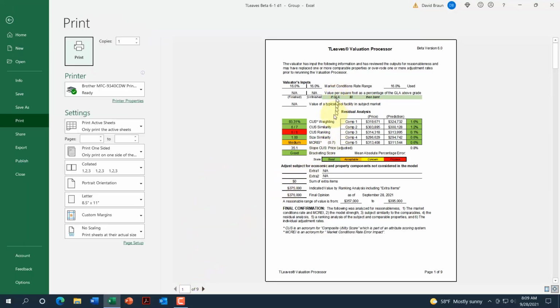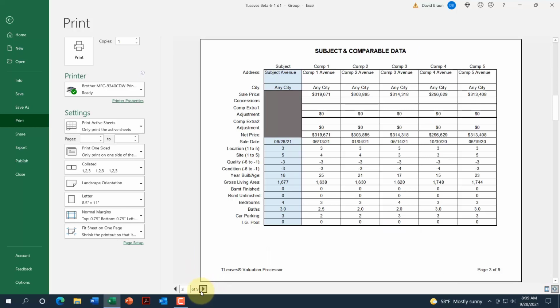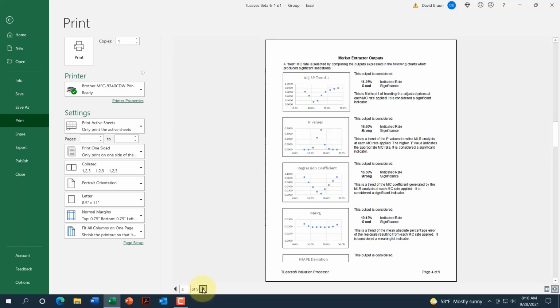So there's page 1, and there's page 2, the second part, and I didn't really end up weighting these to the 376, but you would weight those. And then we go to the page that shows the actual data. It shows our subject and our comparables, and it shows their ratings that we used.